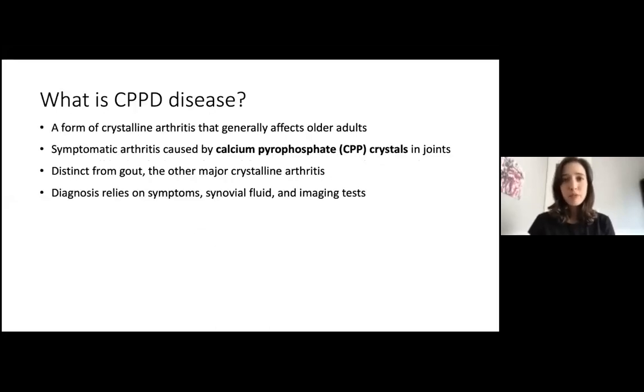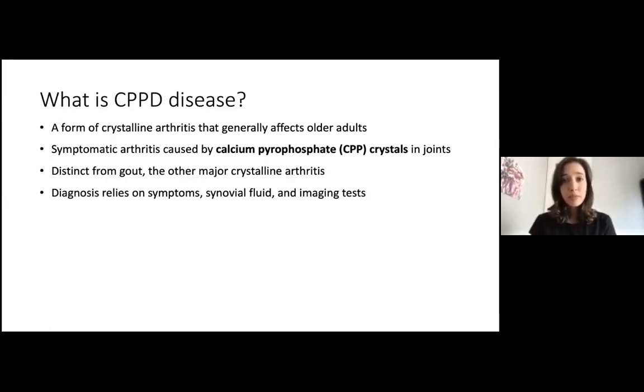CPPD is a form of crystalline arthritis that generally affects older adults. It's a symptomatic arthritis caused by calcium pyrophosphate crystals in joints. And I distinguish that this must be symptomatic because there are some patients that have manifestations of CPP crystals on imaging of the joints, but they don't have symptoms. And we do not include those patients when we talk about CPPD disease.